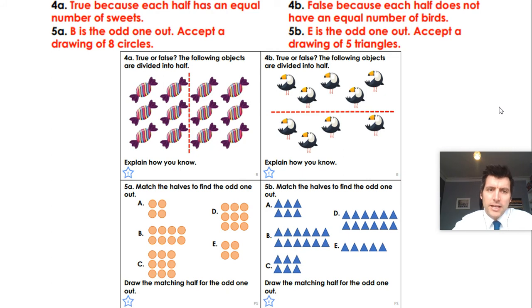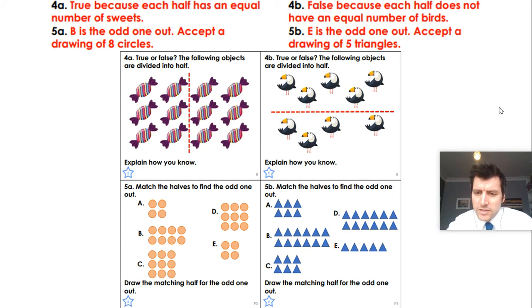B's the odd one out here because B hasn't got a half that's there. It hasn't got something that matches it. So D and C match each other because there's 9 circles in each of them, and A and E match each other because there's 4 circles in each of them. So what we could do is have another 8 circles drawn because that's the odd one out.